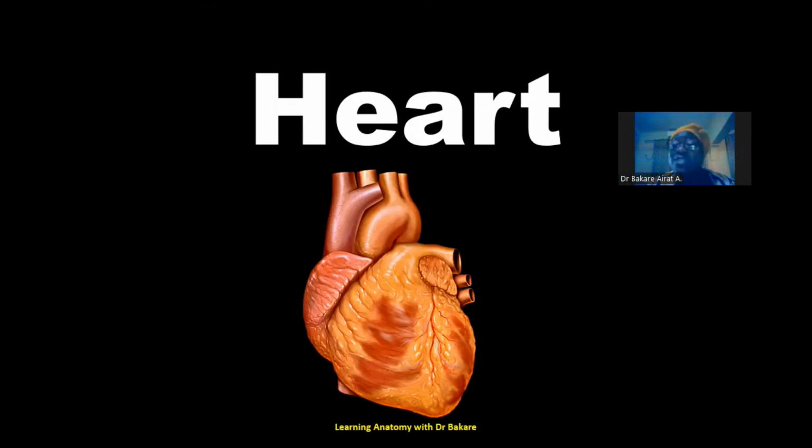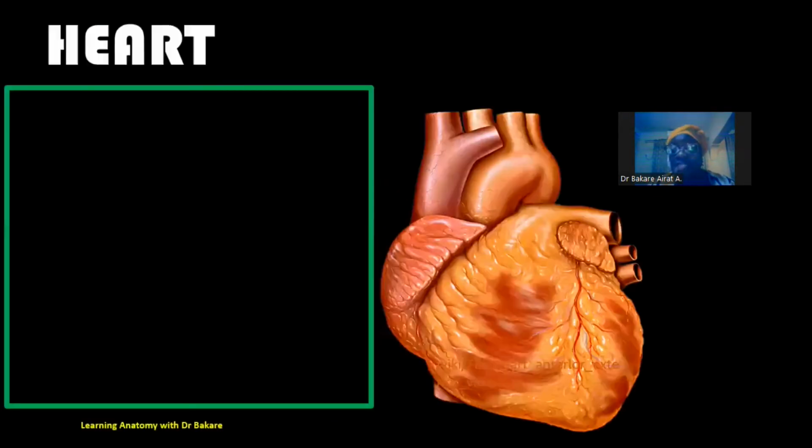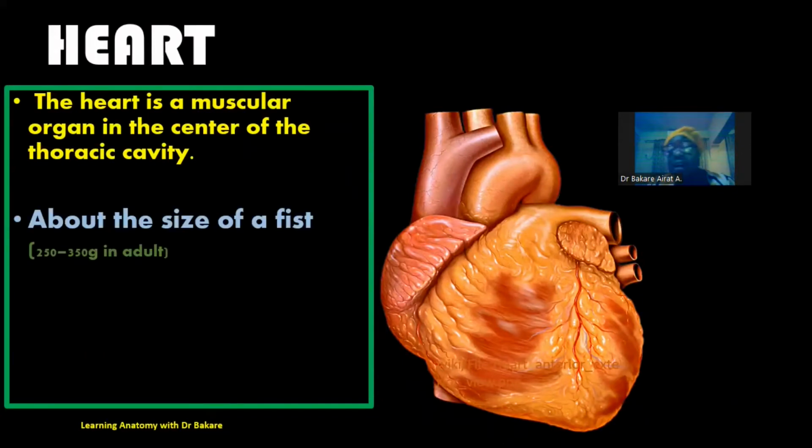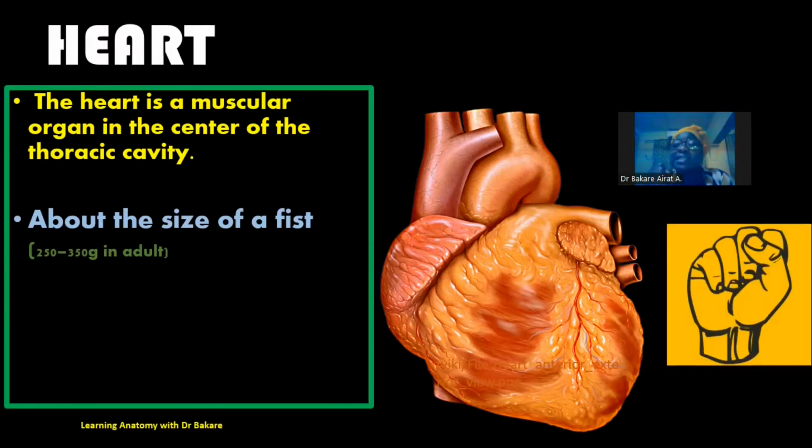Let's look at the anatomy of the heart. In this lecture, we'll be unfolding the basis behind the structural configuration of the heart. The heart is a muscular organ that is located at the center of the thoracic cavity. The sole function of the heart is to help pump blood. The size of the heart is about the size of a closed fist. It weighs between 250 to 350 grams in adults, although this may vary with subjects.